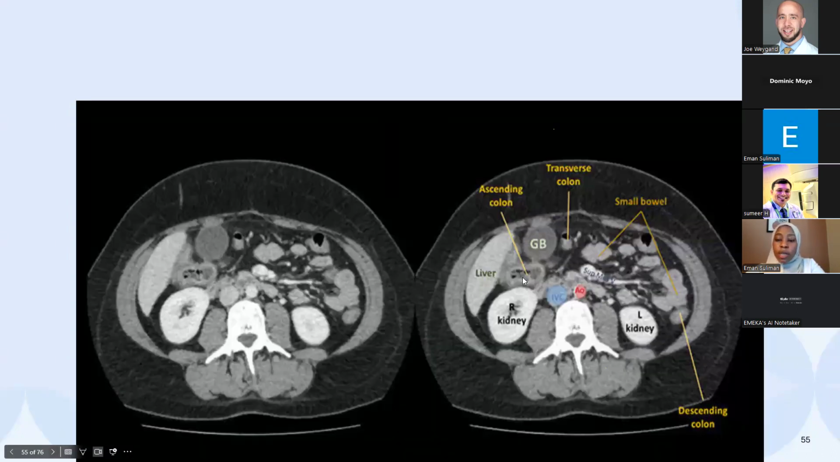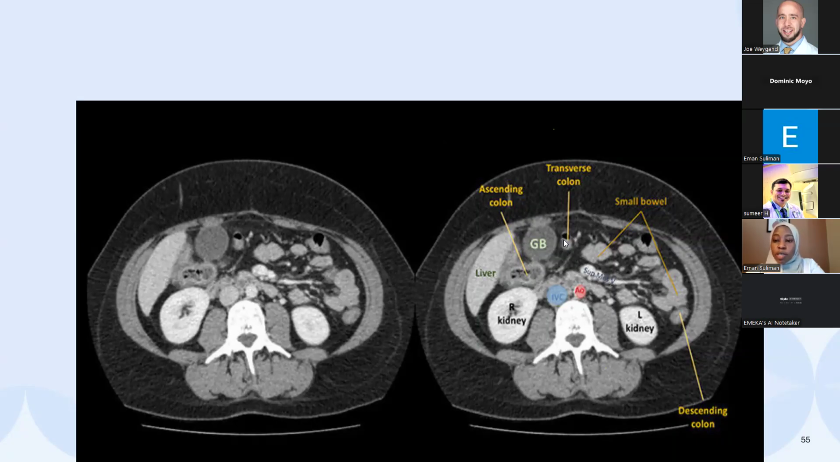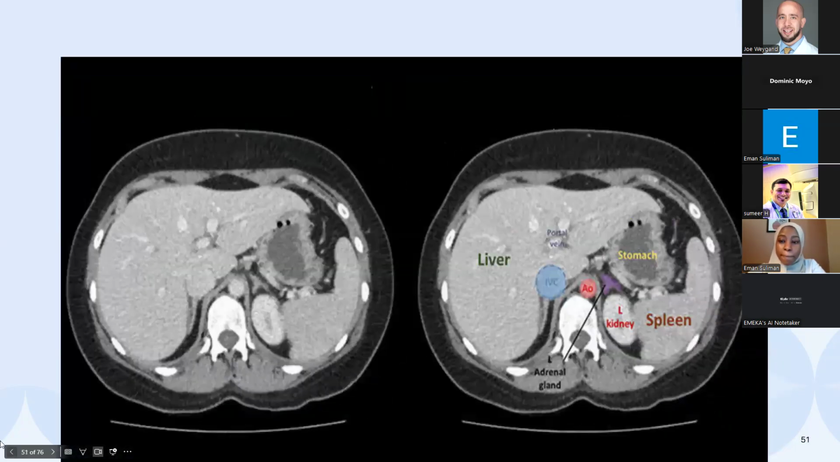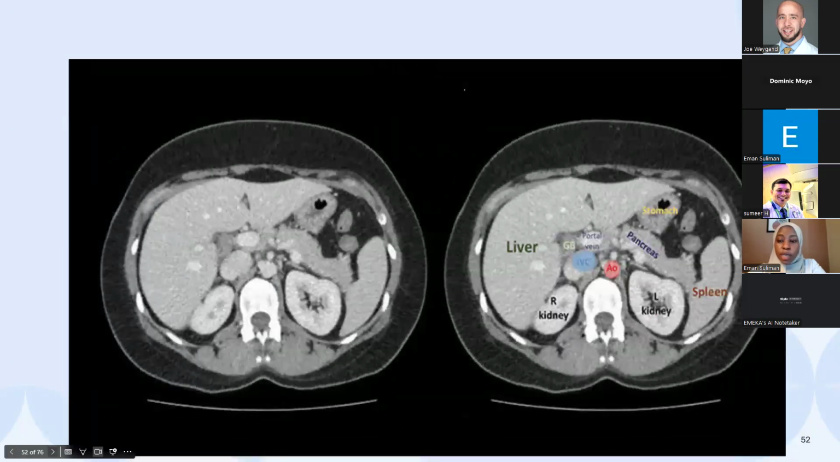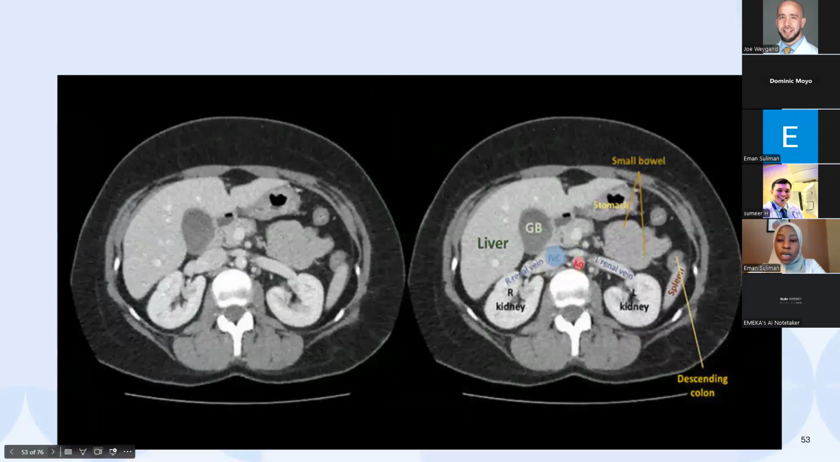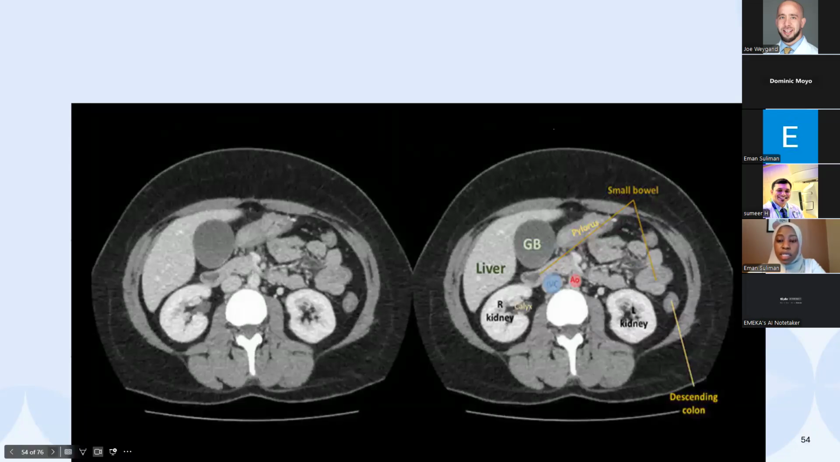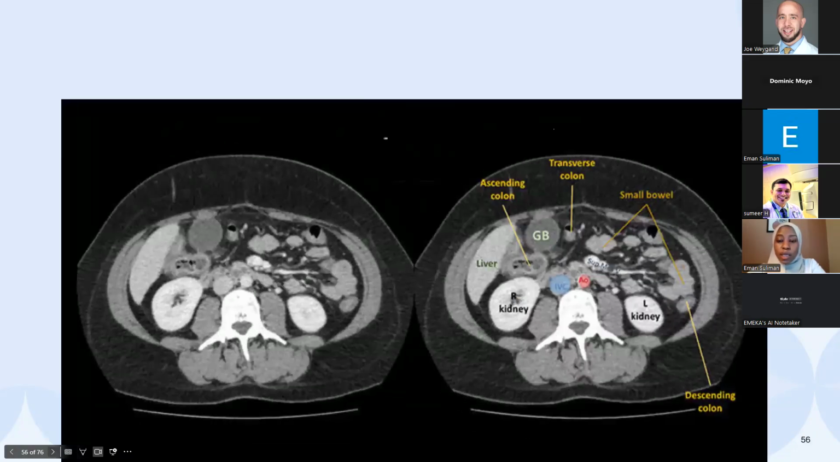Here is a bit lower, so now the ascending colon can be seen, and this is the descending colon. The transverse colon is here, and see the liver is getting smaller and smaller, and the spleen has disappeared. Let me go back so that we see the difference. See at this level, notice the change in the liver and the spleen. So the liver and the spleen are big. Now we're going down, and it's getting smaller and smaller. And now the spleen has disappeared, and the liver is getting smaller.